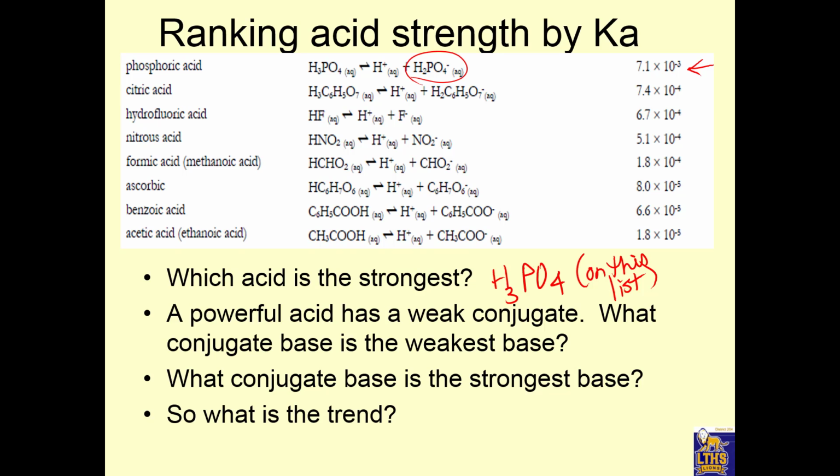And what conjugate base is the weakest? H2PO4. What conjugate base is the strongest base? Since this has the smallest Ka on the table, it's going to be the strongest base because it comes from the weakest acid. Okay? So the trend is the stronger the acid, the weaker the conjugate. The weaker the acid, the stronger the conjugate.